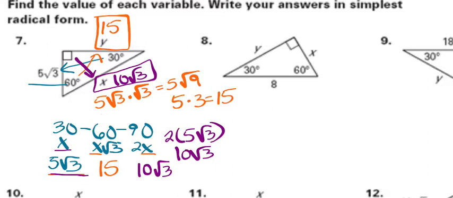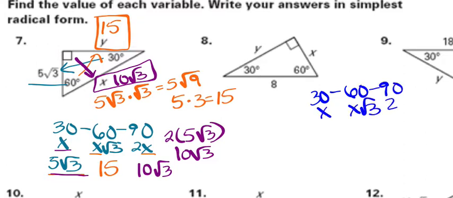Number 8, they gave me something different. So each one, they give you something different, and the problem still uses the same rule, and you do the same sort of process with it, but they all sort of feel different because you get different things given to you in the picture. So it's a 30, 60, 90 again, and the rule is x, x root 3, and 2x.